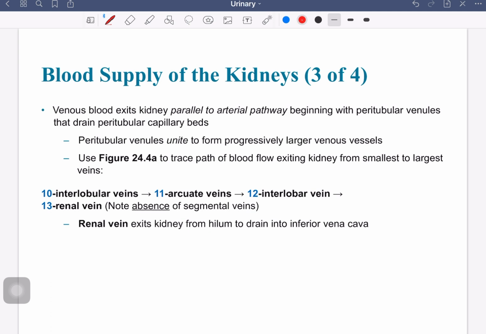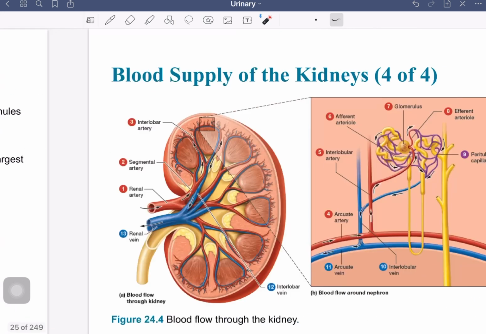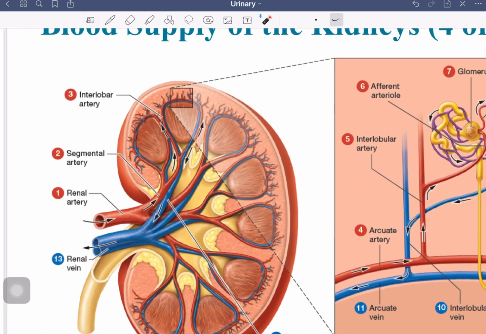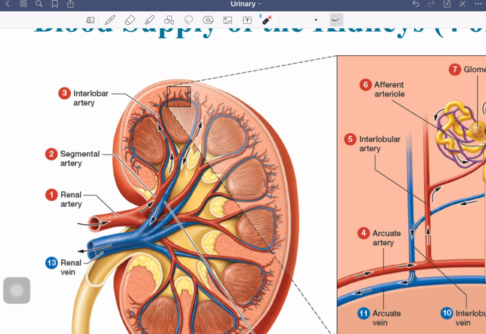And then from there, eventually, of course, the venous blood has to be drained out. And we go from the interlobular to the arcuate, to the interlobar, to the renal vein, and then that exits the kidney and heads to the vena cava. And we can see some of that represented here. Now, we can see some of the structures we've talked about before. We have the pyramids, and in between the pyramids are the columns. So here we have the renal artery heading into the segmental arteries, because it goes to different segments. And then heading into each lobe are the interlobar arteries. And you can see how it arches up here.